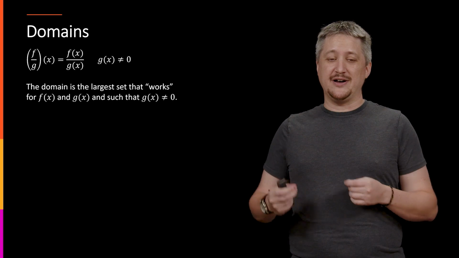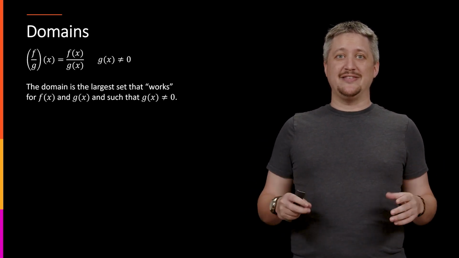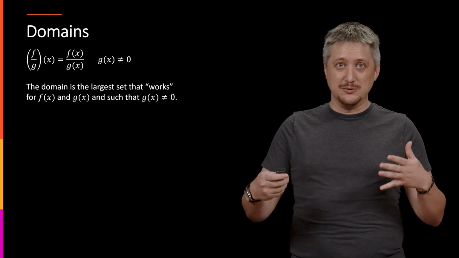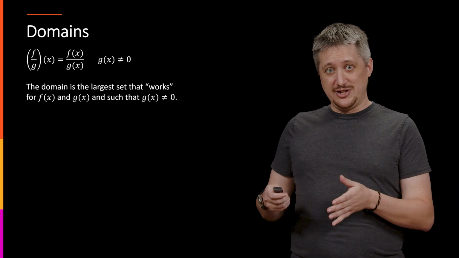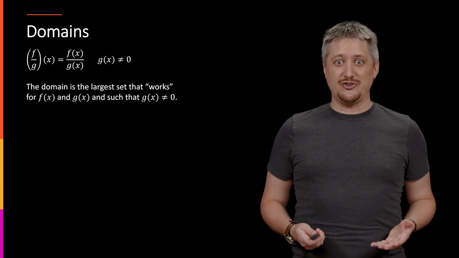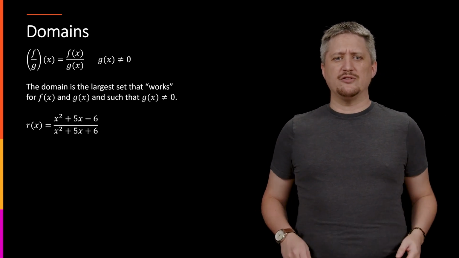They're also defined. So the domain, the sort of natural domain, is the largest set that works, meaning that everything is computable, everything is good for the top, f of x, the bottom, g of x, and the overall fraction, meaning that we don't want the bottom to be 0. Okay? So let's look at an example.